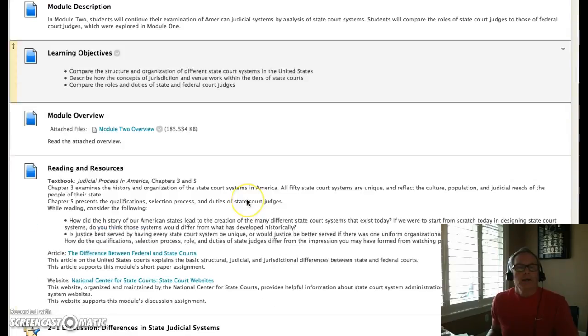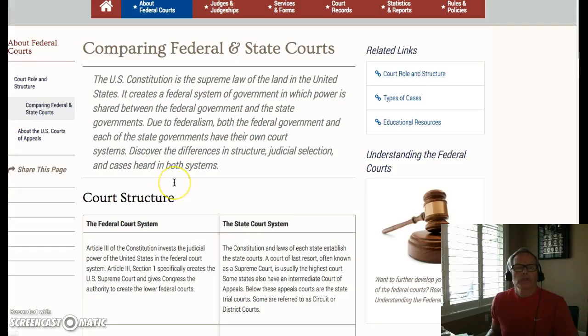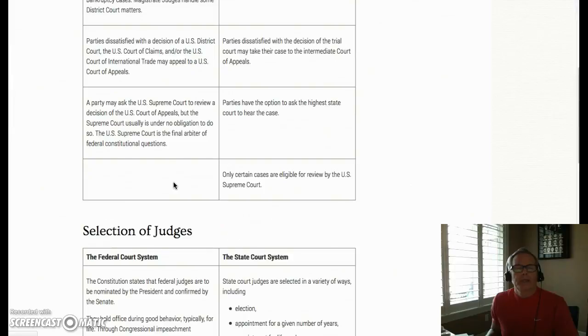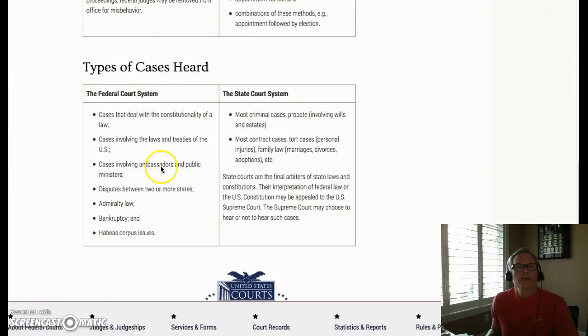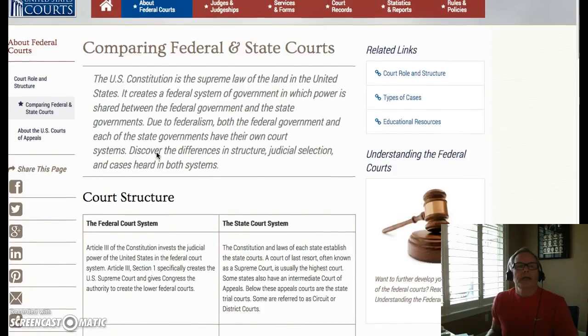Here we go. So here's a couple of resource articles for you, the differences between federal and state courts. You could take a look at that. It has some quick information in terms of the structure of the courts, the type of cases, judges selection, and so forth. So it gives you some idea as to the differences between the two. So take a look at that.